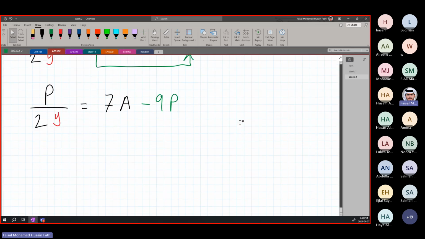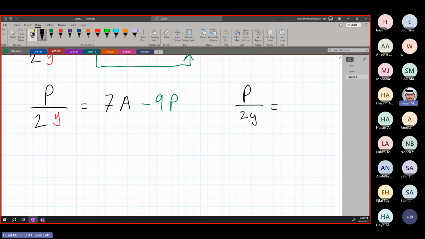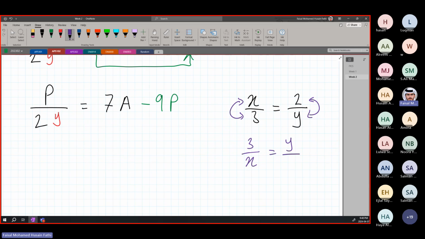Now, the trick here is there is something called the reciprocal. What does reciprocal mean? Let me take an easier example. If we have x over 3 is equal to 2 over y, we can flip both sides of the equation and they will be equal to each other. So it's going to be 3 over x is equal to y over 2. This is what they call the reciprocal.